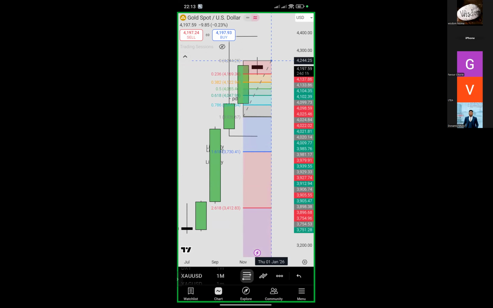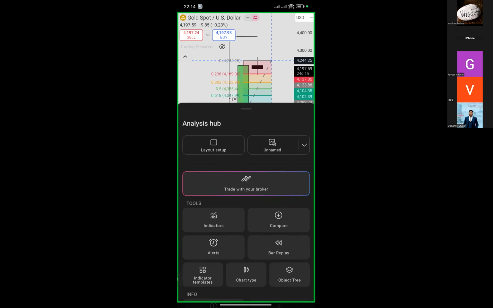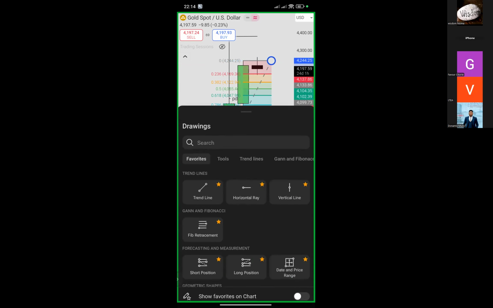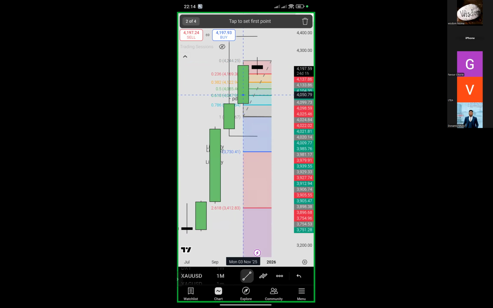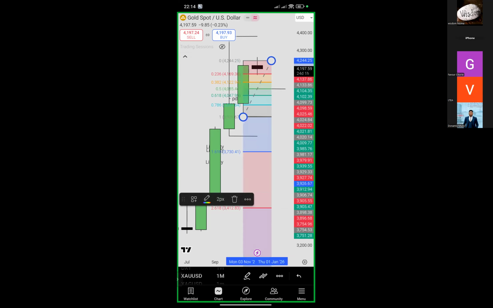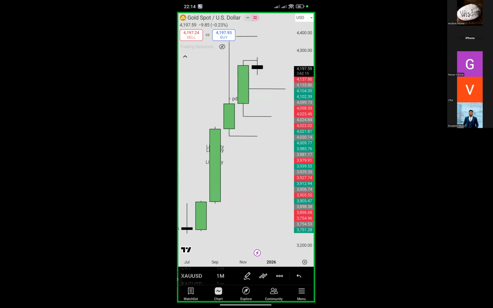So put a line at the 50%. Okay, the 50% is green. Put a horizontal line, whatever it's called, that horizontal ray. Put it 50% down a little bit. Correct. There. Now you can take out your fib. You can now go down to the weekly time frame.